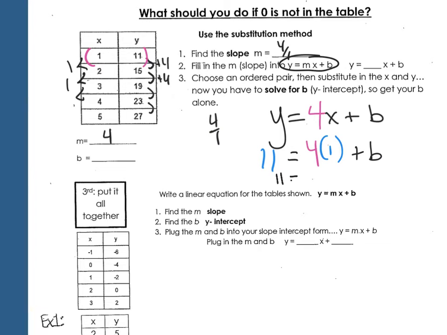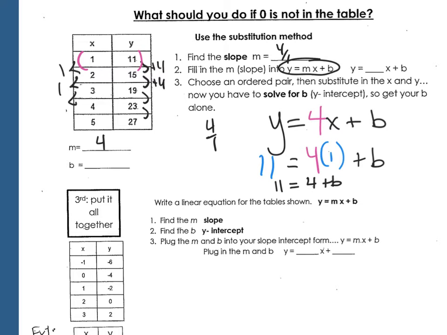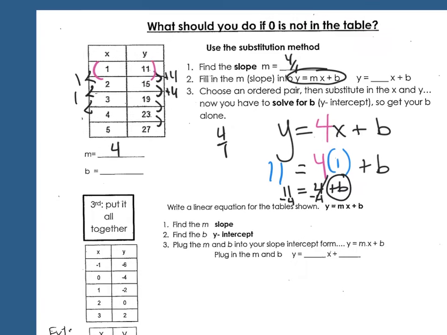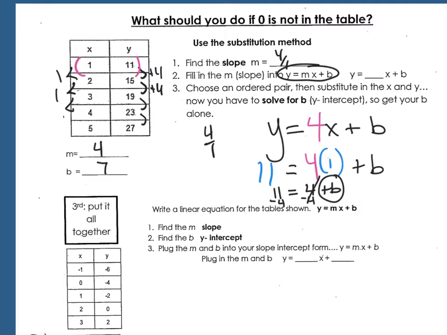So 11 equals 4 plus b. So how would you solve that? If this was just a regular one-step equation, how would you solve for b? Good. We just want to get rid of that 4. We're trying to figure out what this is. And so what is 11 minus 4? 7. So you found your y-intercept. Couldn't you just subtract? What do you mean? That's all you're doing. After you plug in your x and your y, that's all you're doing. It's just a one-step equation.